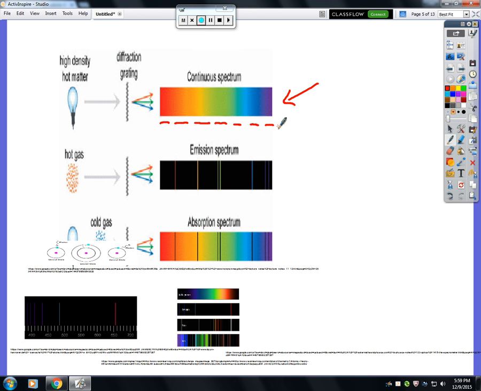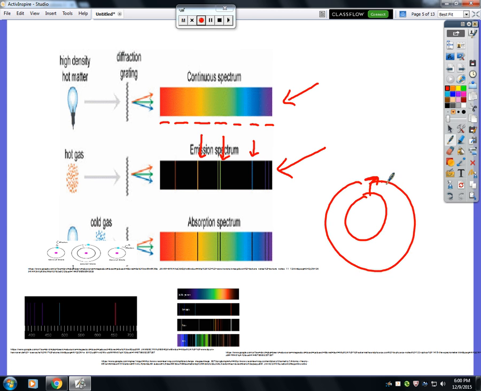If you have a hot gas, then what you can see is an emission spectrum. We'll talk about that in a second. You can see here there's specific lines that are coming out and being seen, and those are from the electrons jumping up an energy level and then jumping back down. When the electron jumps up, it gains energy. When it jumps back down, it gives off light, and this is what you see right here.